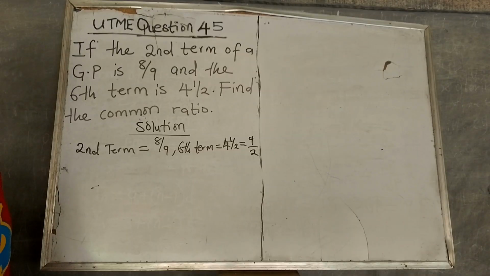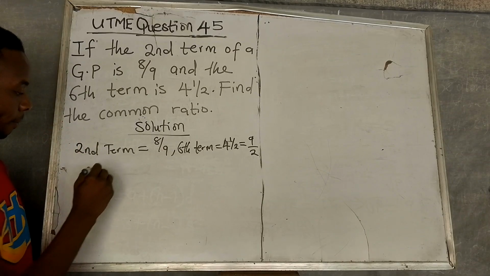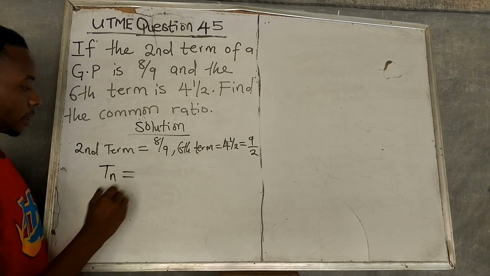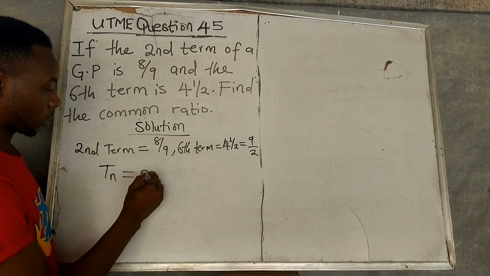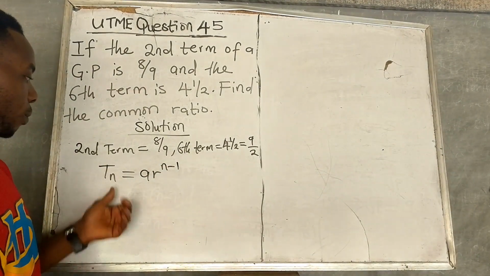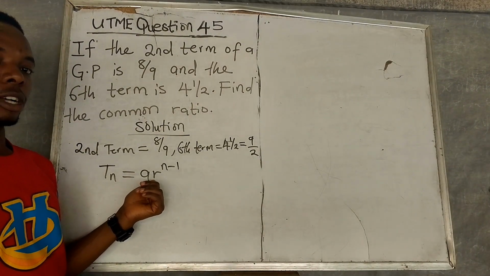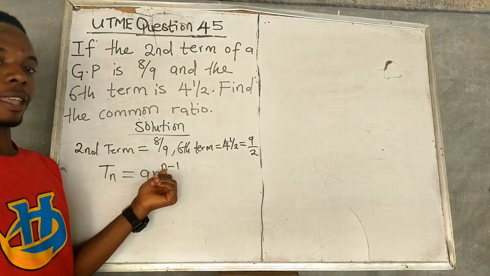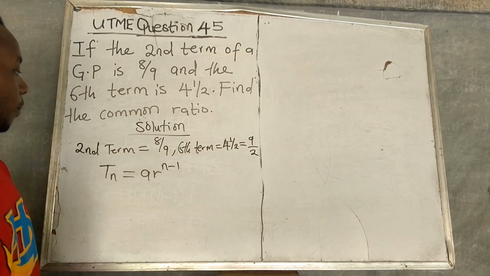What is the formula for calculating the nth term of a GP? Can you still remember? This is the formula. The nth term of a GP is equal to a r raised to power n minus 1. In this question, a means the first term, r means the common ratio, n means the nth term, that's the number of terms you are asked to find.